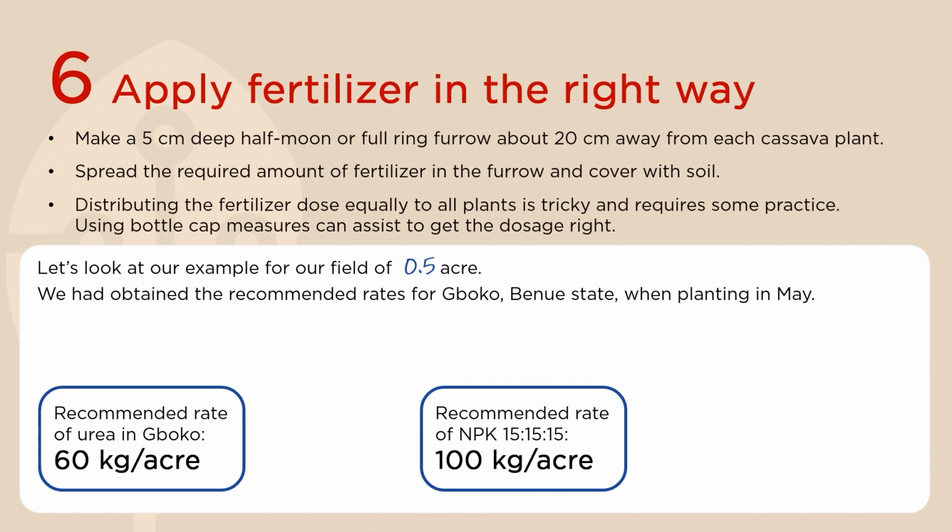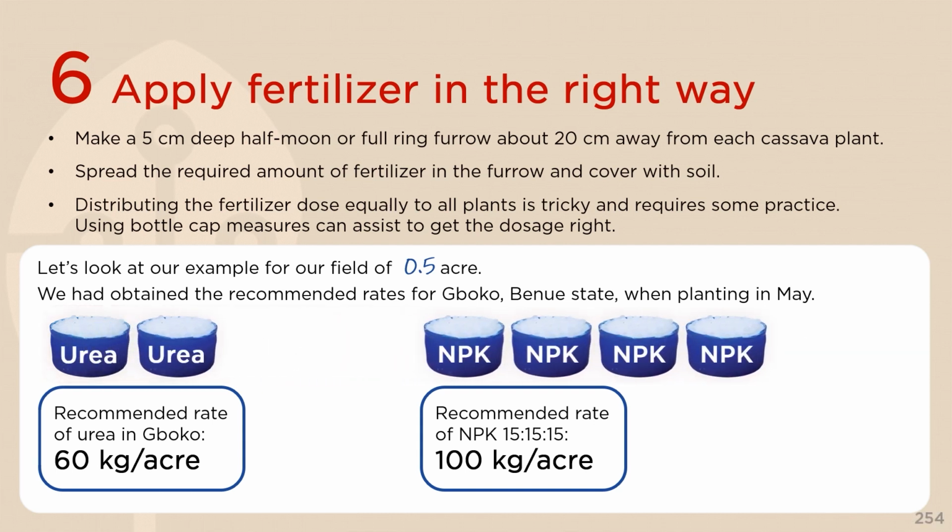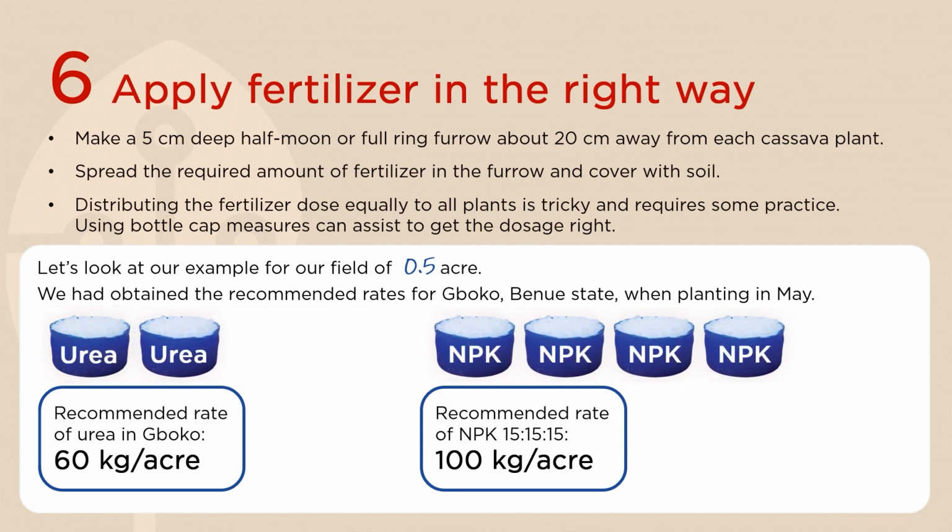And we have also established that 2 leveled water cups per plant equals about 50 kilograms of fertilizer per acre. So let's see how much this is per plant. You will need to apply 2 leveled water cups of urea fertilizer per plant and 4 leveled water cups of NPK 15 to 15 to 15 per plant. But remember that this is approximate. It's important to weigh the amount required for your field. The bottle caps help to distribute it equally to all plants.